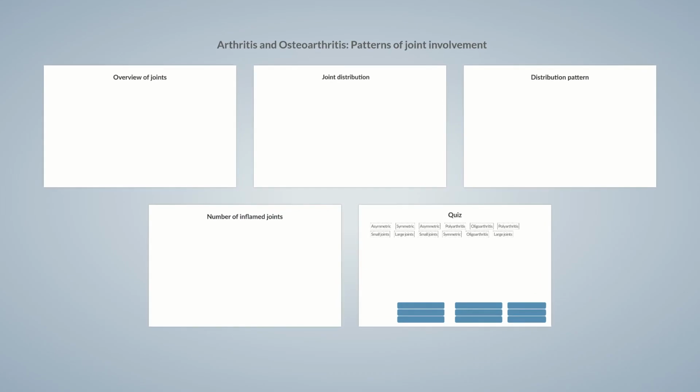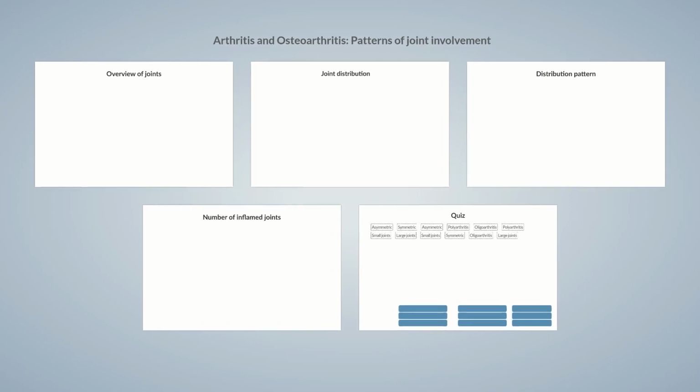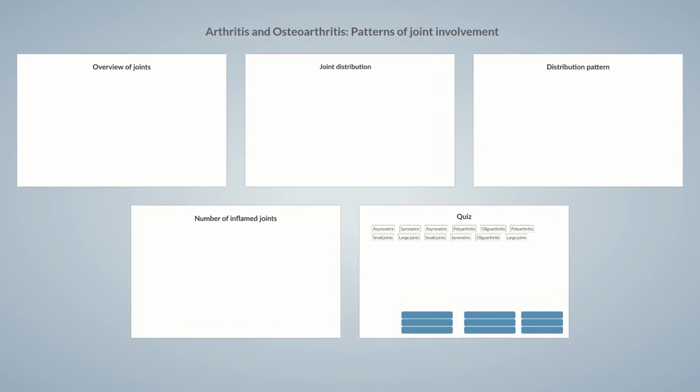Arthritis and osteoarthritis. Patterns of joint involvement. Do you know the characteristic patterns of joint involvement in different arthritic diseases? We'll be showing you just that in Part 3 of our Chalk Talk series on arthritis and osteoarthritis. Knowing the patterns is quite helpful in pinpointing the type of arthritis.